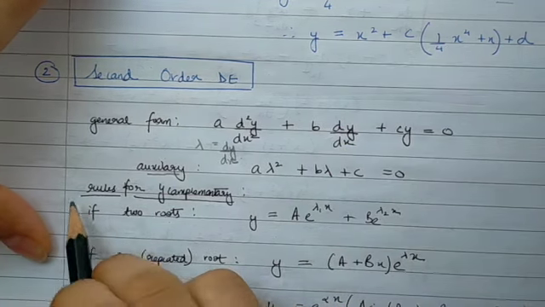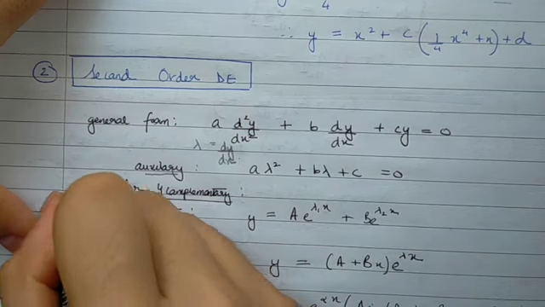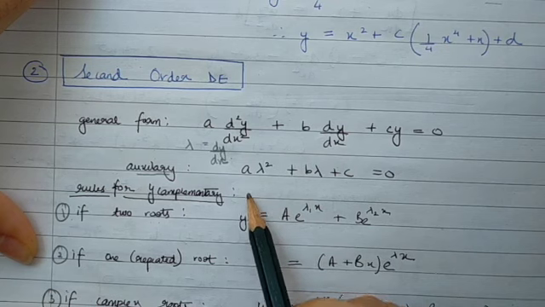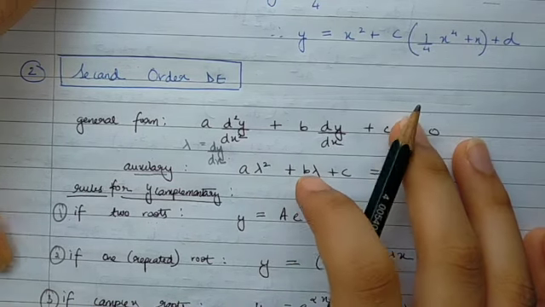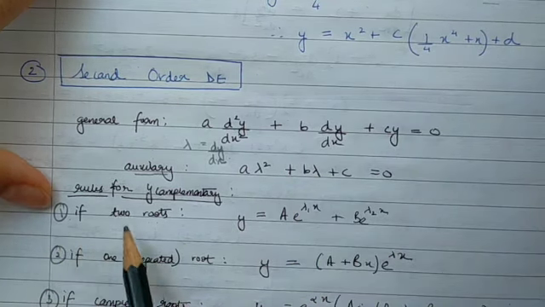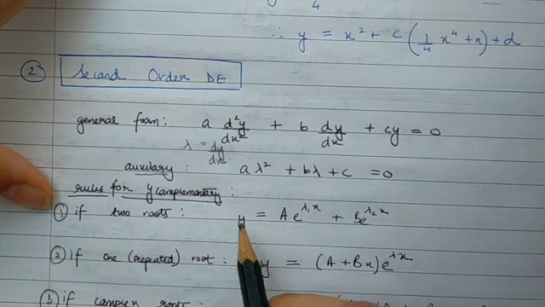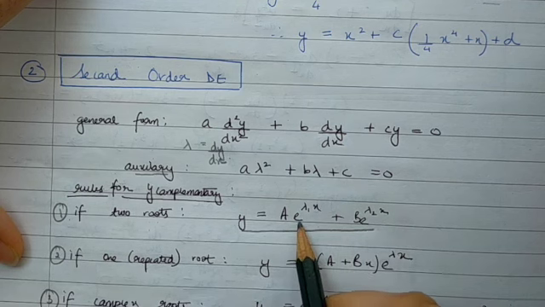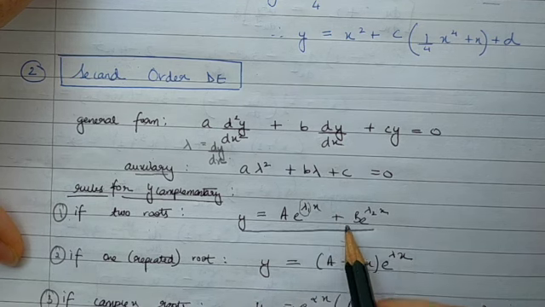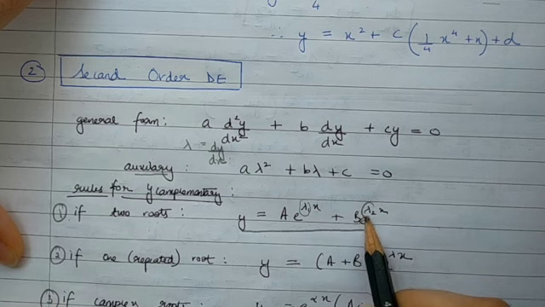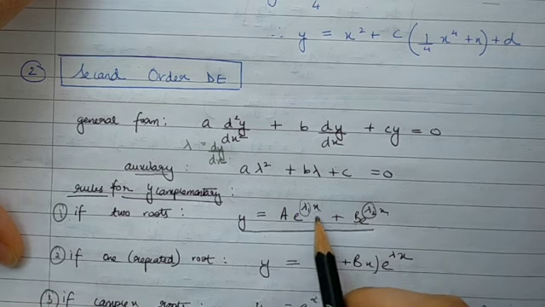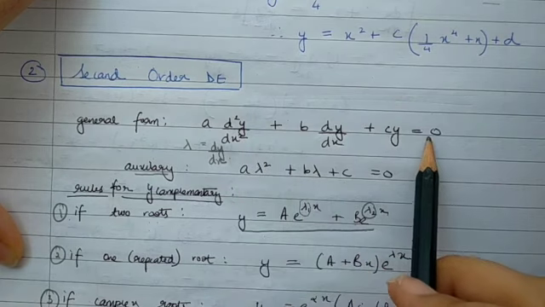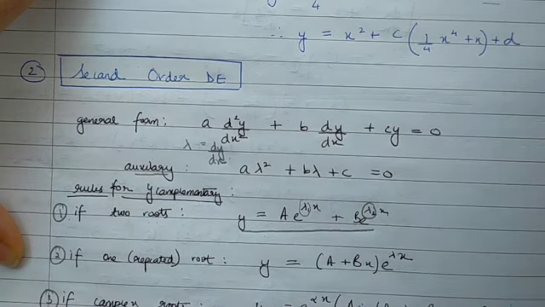So these are the rules that you have to remember. There are 3 cases that a quadratic equation can give us. One can be you have 2 different roots. Then your y complementary will be in this general form: A e to the power of the first root x plus b e to the power of the second root x. Again, these are the solutions to this quadratic equation, which you derive from this second order differential equation.